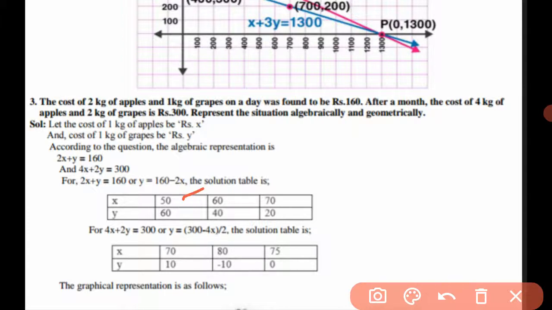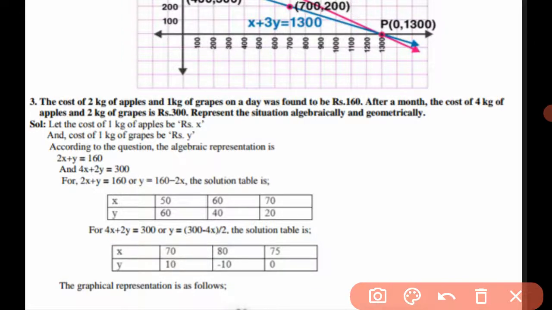When the value of x is 50, y will be 60; when x is 60, y will be 40; and when x is 70, y will be 20. Similarly, with the help of the second equation we can make this table. When x equals 70, y equals 10; when x equals 80, y will be minus 10; and when x equals 75, y will be 20.